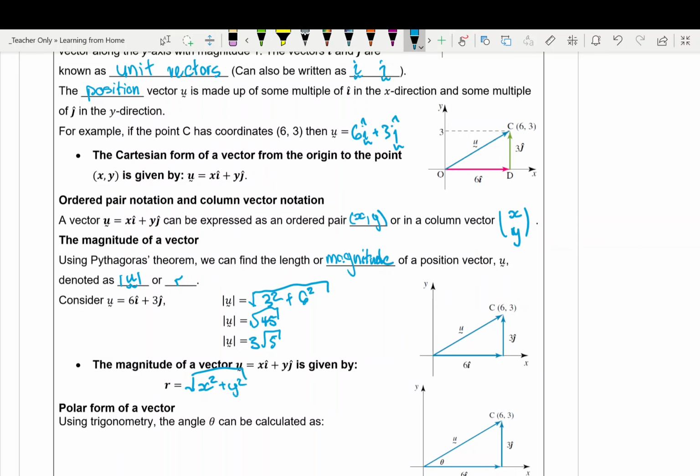Some things to note about our magnitude: it's always going to be positive because it's going to be the sum of two square values, and then when you square root it, yes, it could have a positive or negative answer, but because we're looking at a sort of length of our line, we can't have negative length, so we just consider the positive solution to this square root.